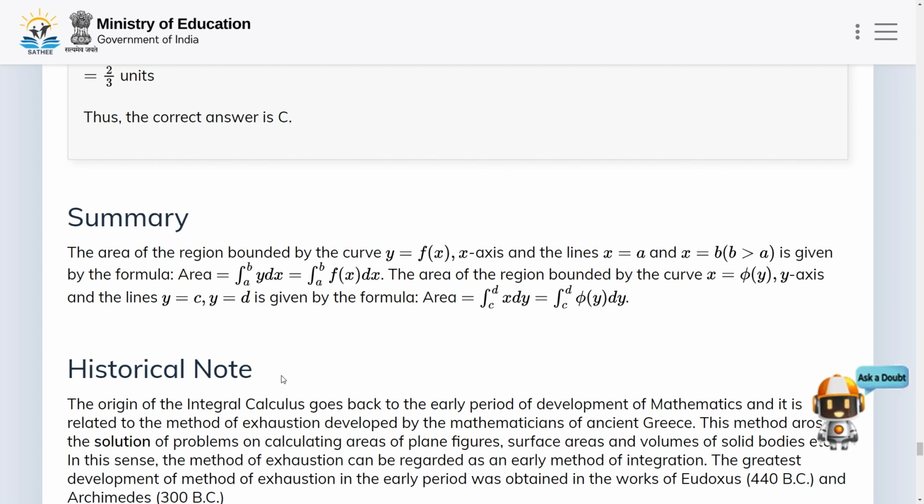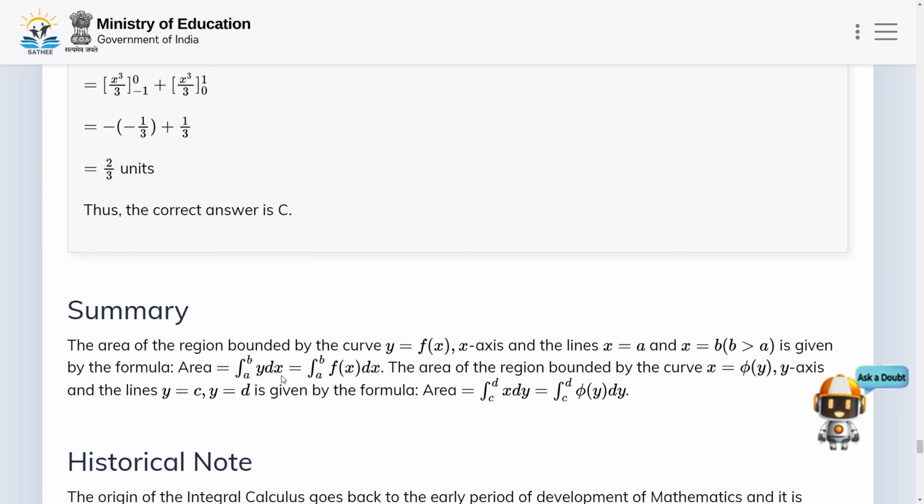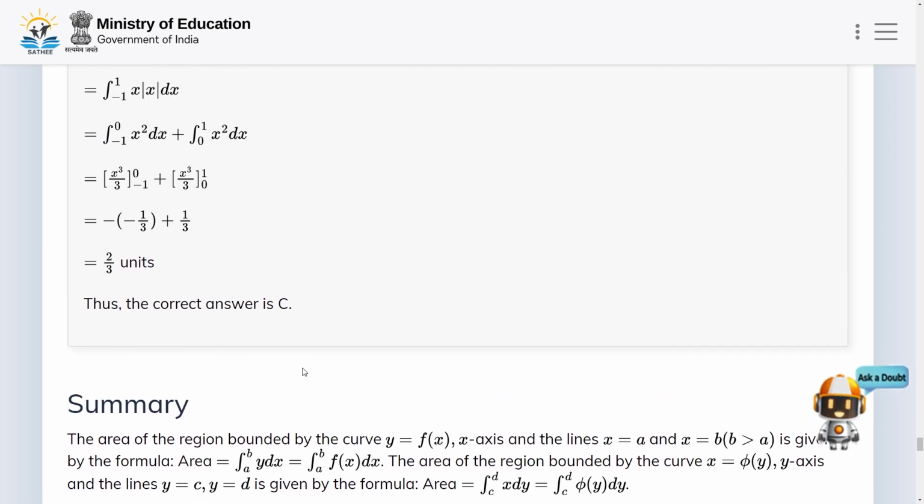So this is it from our side for this chapter, applications of integrals. I hope that you understood every explanation. We will be back with the next chapter, chapter 9. That's it from this chapter. Please practice lots and lots of problems. The first and foremost thing is to do the NCERT exercise and then the exemplar problems.